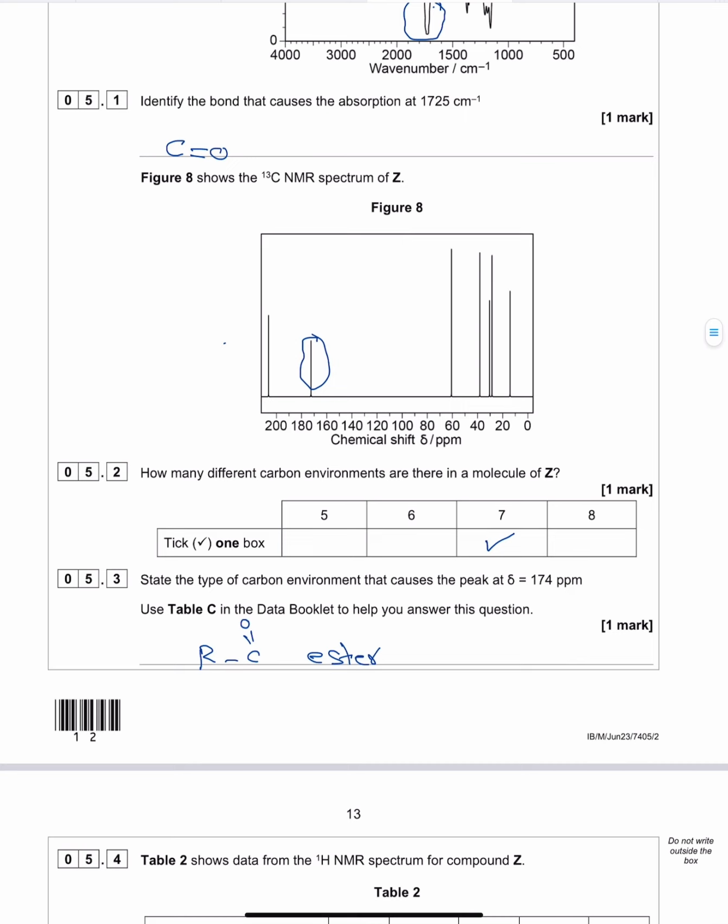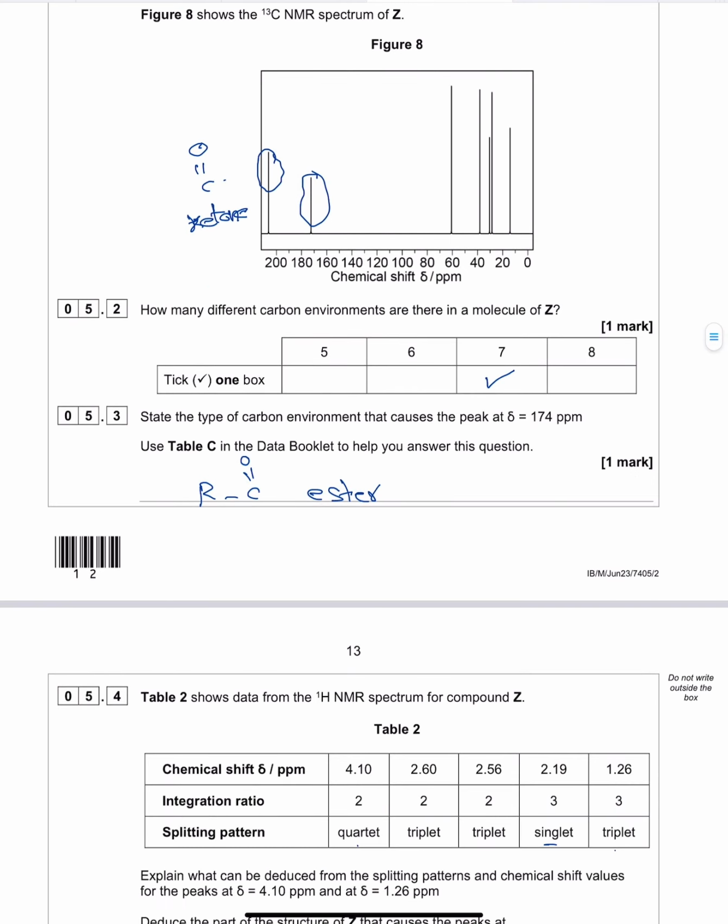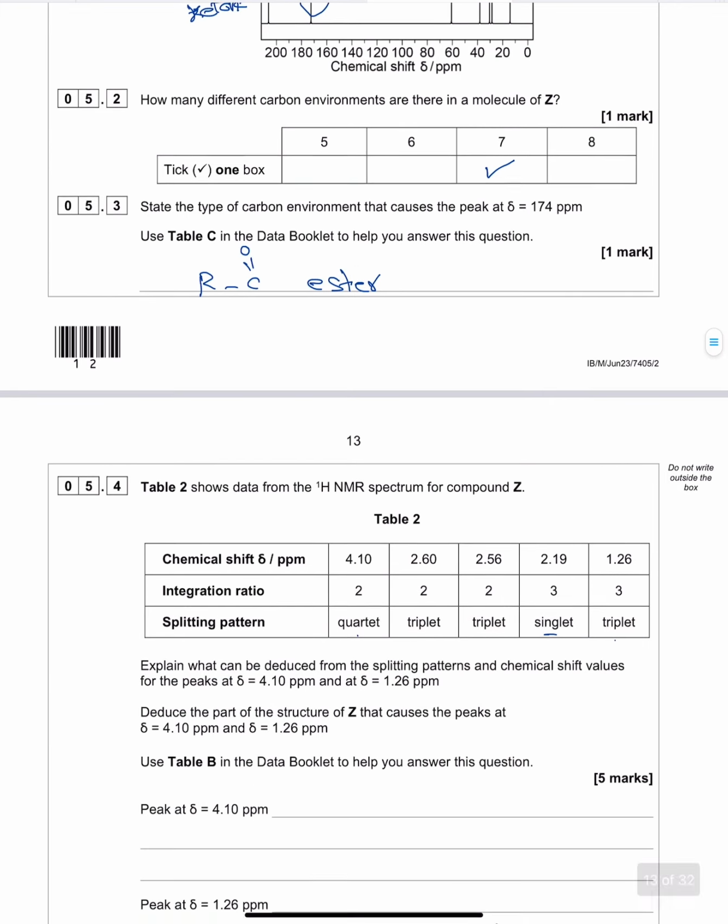Also, there is another peak here at 210 ppm from the carbon-13. This is going to be used later when you deduce the structure of the compound, and this is for a carbonyl from a ketone. So just remember this because you're going to use it later. So we know now we have a carbonyl from an ester and we have a carbonyl from a ketone.